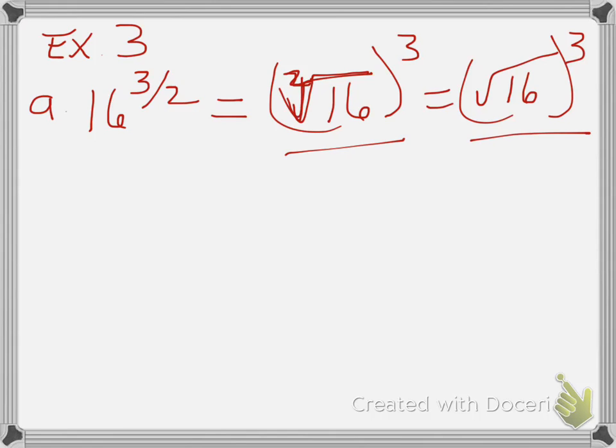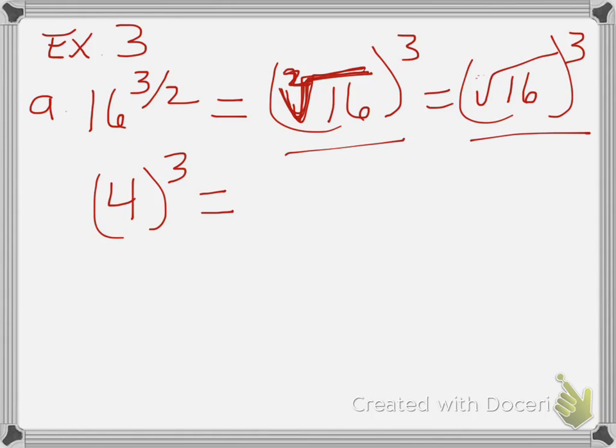Because we usually call this a what? Square root. Well, there's a 2, but if you don't see a number, you should know it's understood to be a what? A 2. So what is the square root of 16? 4.